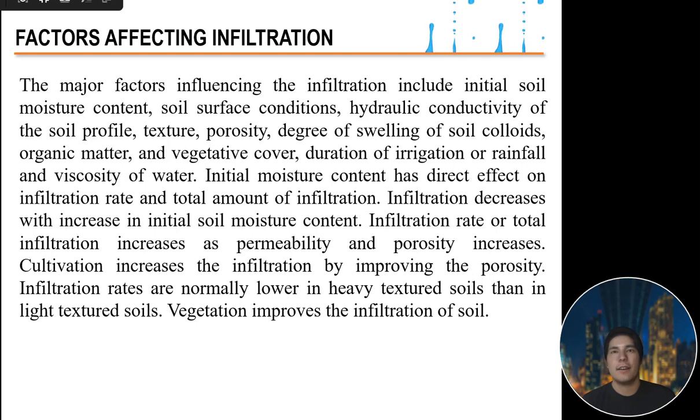Initial moisture content has a direct effect on the infiltration rate and the total amount of infiltration. Infiltration decreases with the increase in the initial soil moisture content. Infiltration rate or the total infiltration increases as permeability and porosity increase. Cultivation increases the infiltration by improving the porosity. Infiltration rates are normally lower in heavy textured soil than in light textured soil. Vegetation improves the infiltration of soil.